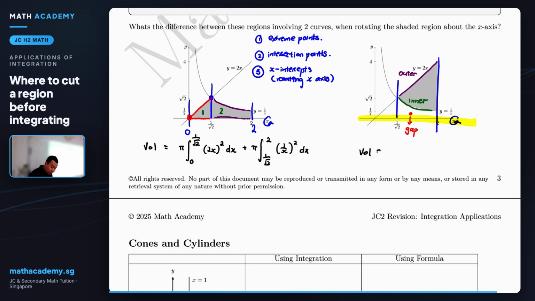Okay, so my volume will be, we go for pi, 1 over root 2 to root 2, outer square minus inner square.